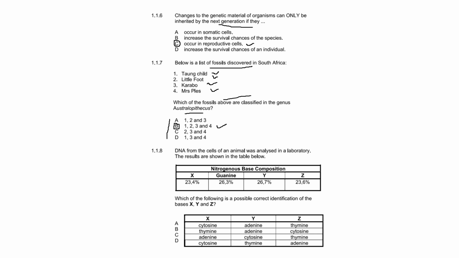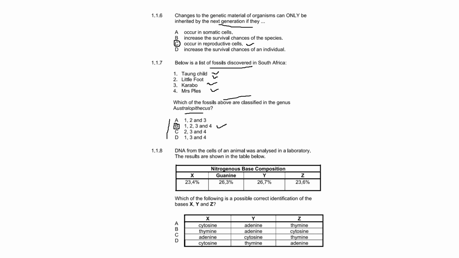Now we're going to DNA. DNA from cells of an animal was analyzed in a lab. The results are shown below. So they're analyzing DNA in a lab, and then they found those results. Remember, DNA must have guanine, thymine, cytosine, and also adenine. So I'm given guanine there, and the value of guanine is 26.3.